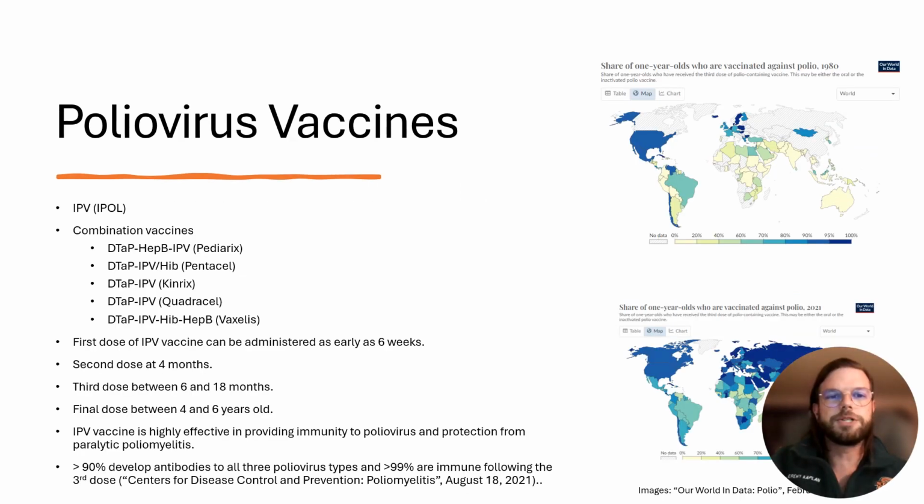The poliovirus vaccine is available as IPV or combination vaccines. The first dose of IPV vaccine can be administered as early as 6 weeks, but typically around 2 months of age. The second dose at 4 months, third dose between 6 and 18 months, and the final dose between 4 and 6 years old. The IPV vaccine is highly effective in providing immunity to poliovirus and protection from paralytic poliomyelitis, where more than 90% develop antibodies to all 3 poliovirus types, and more than 99% are immune following the third dose.